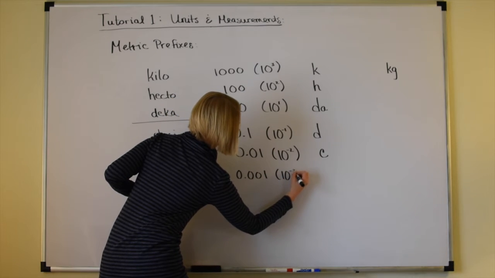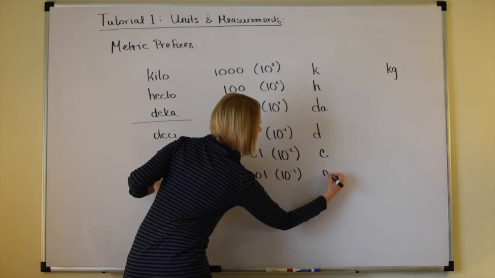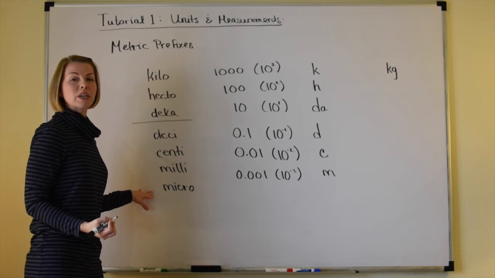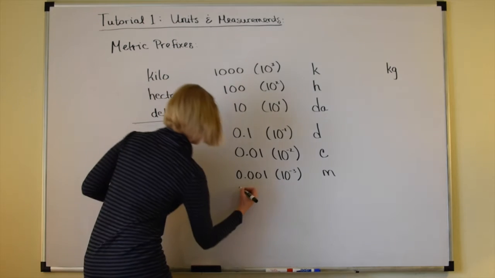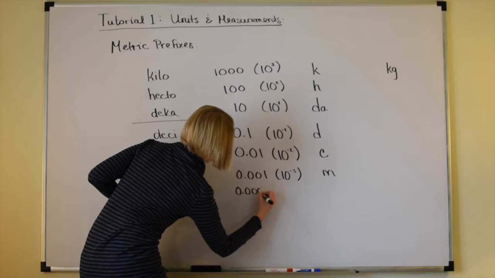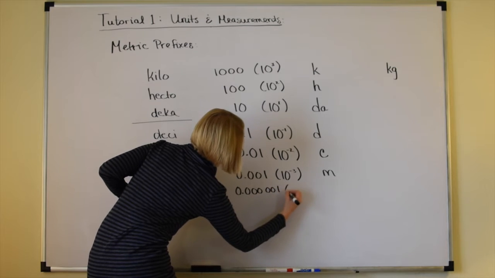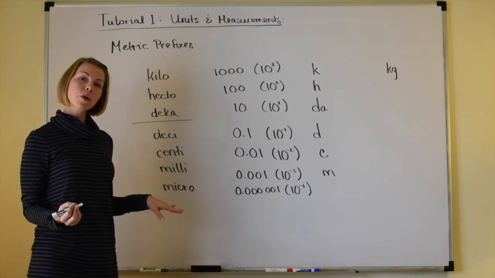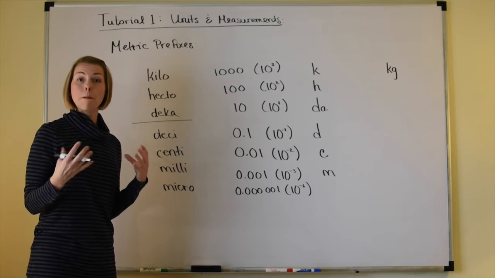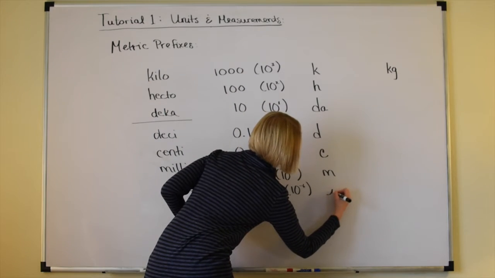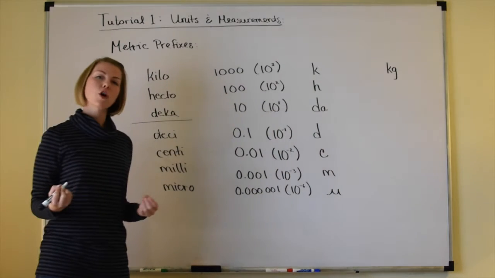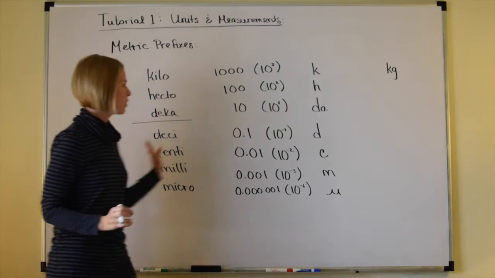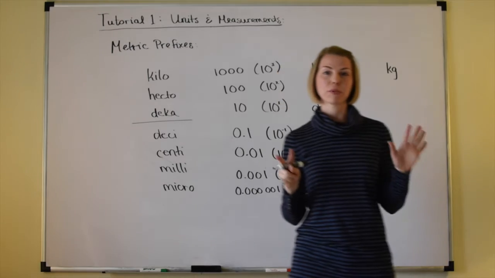10 to the negative 3, and the abbreviation for milli is a lowercase m, and then we have micro, which is a millionth, so 0.000001, or 10 to the negative 6, and the abbreviation for micro is a symbol called mu, and it just looks like a cursive lowercase u. It's called mu. All right, so those are our 7 metric prefixes.